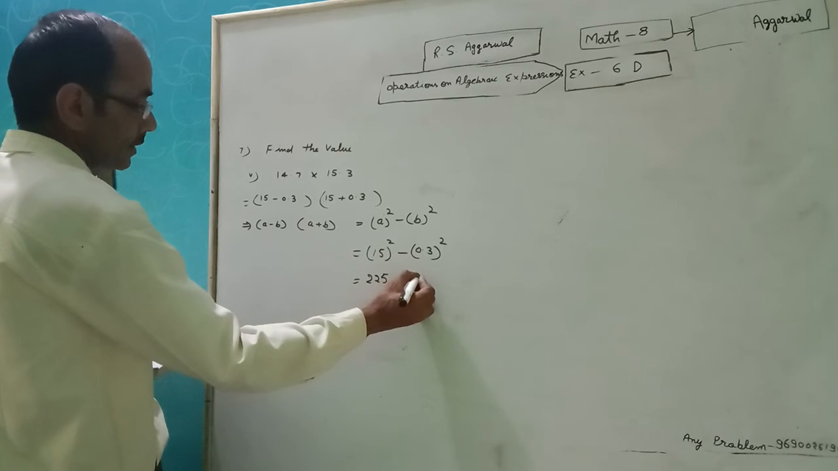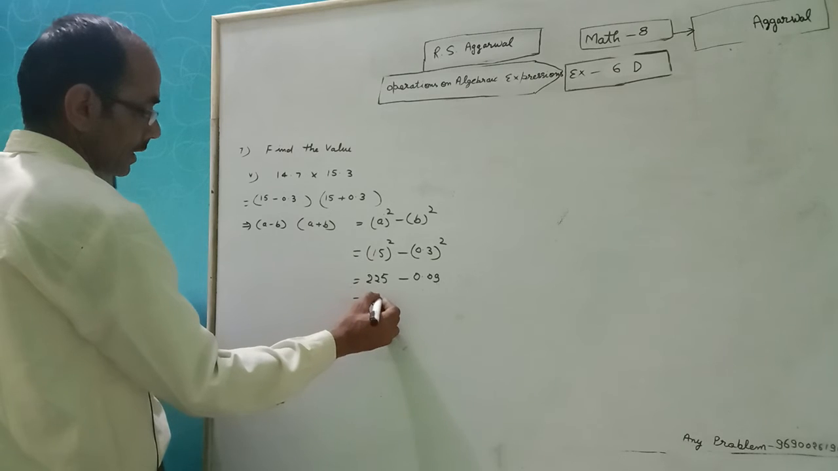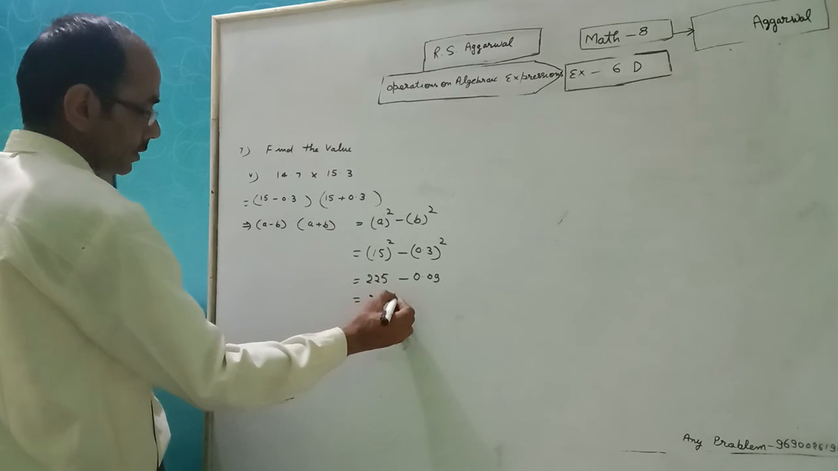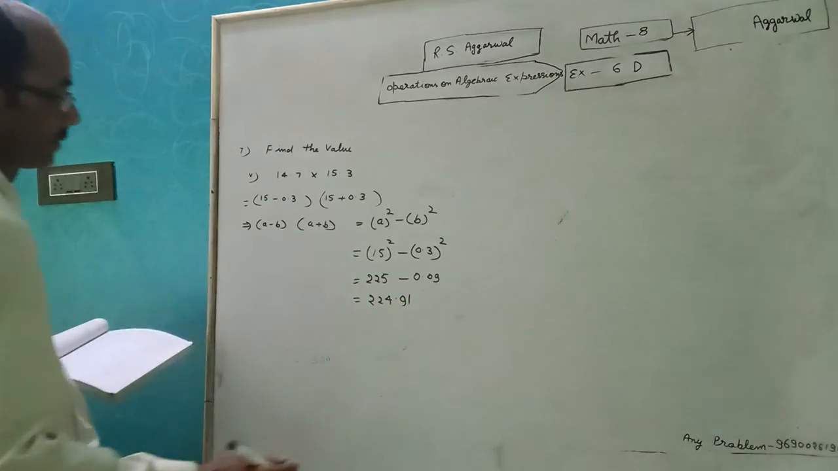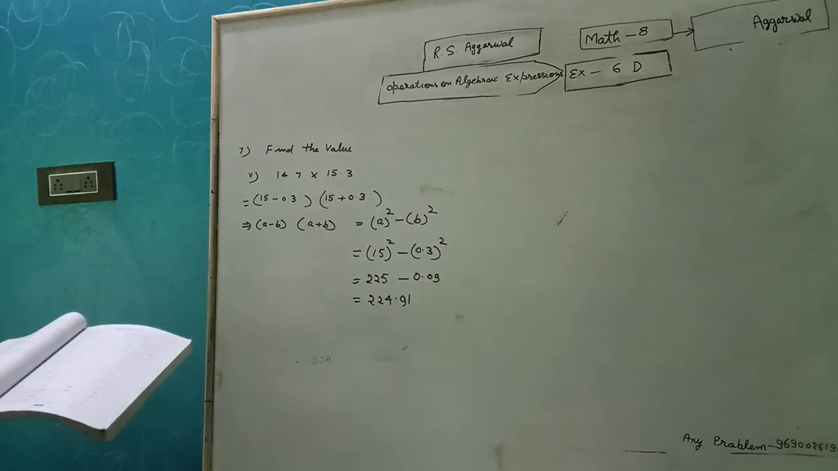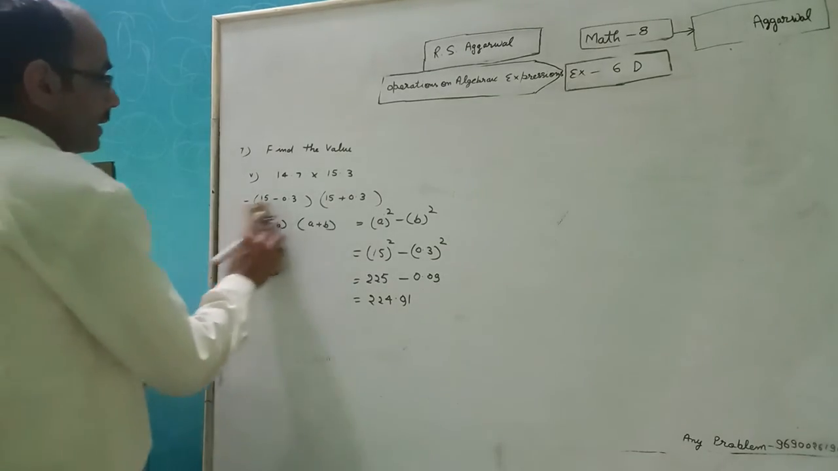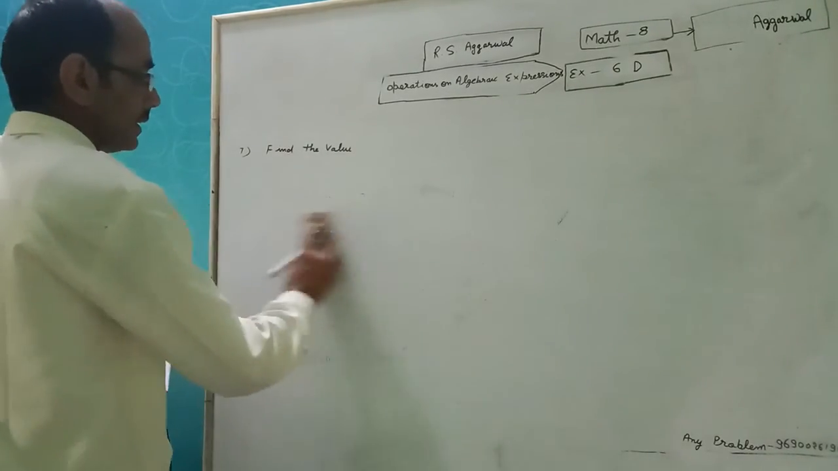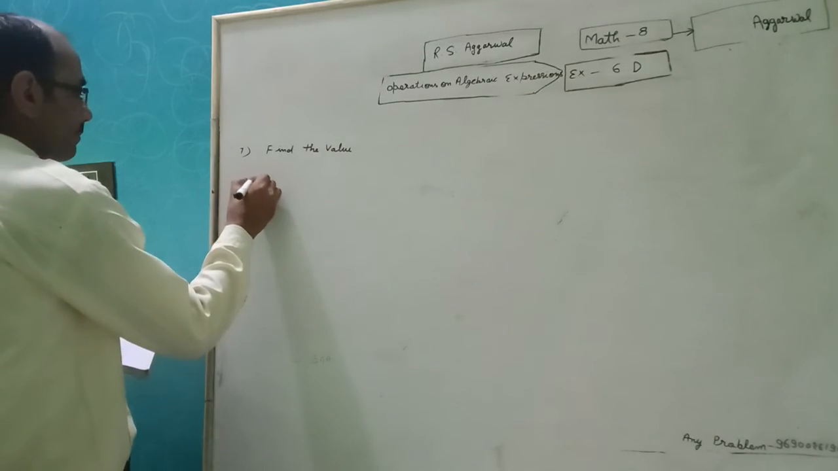225, 0.09, after minus, 224.91. Fifth part is complete.